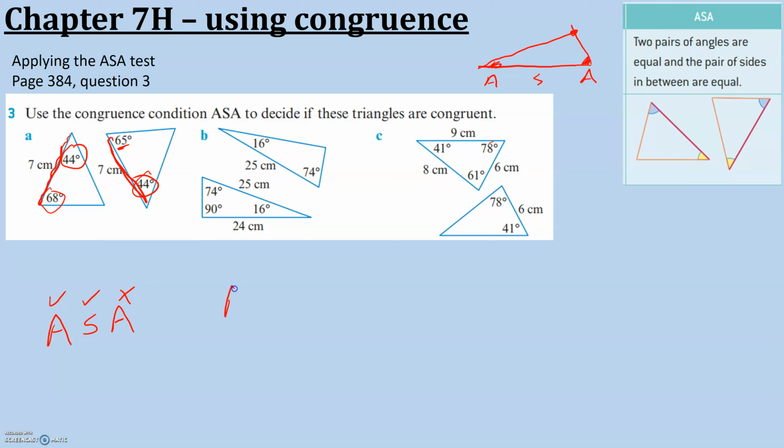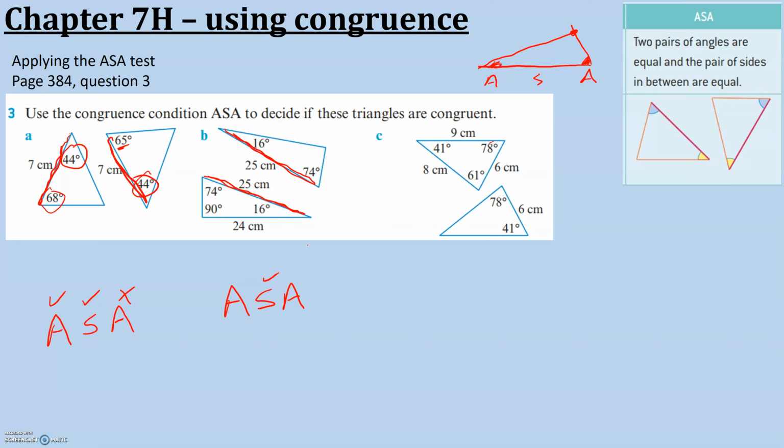If we look at B here, they've given us a couple of different sides to work with, but only one is on both triangles. So this 25 centimeter side is on both triangles. So we do have a matching side.